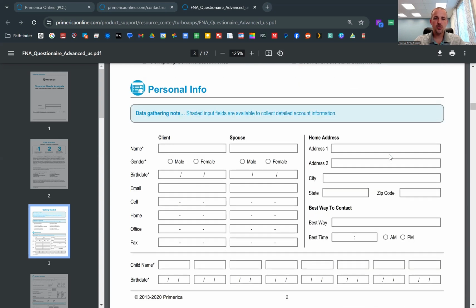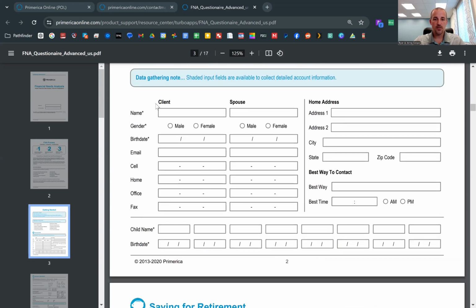So we scroll down. You're just going to collect their basic info. Nothing fancy here. Get their name, birth date, email, cell phone. Grab their address, city, state. Down at the bottom here, obviously, same thing.